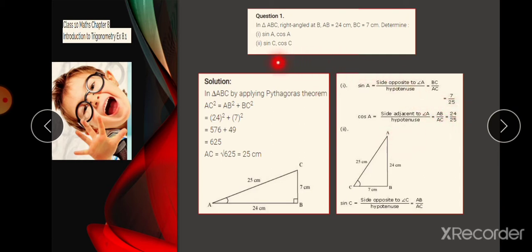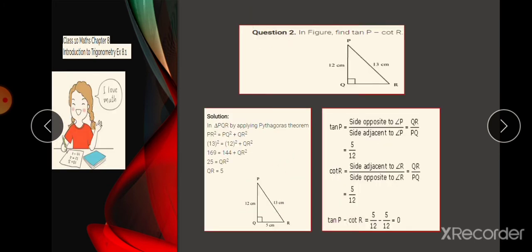And they are asking one more, cos C. What is cos C? Here at C, who is adjacent? BC. And who is the hypotenuse? AC. Then BC by AC, so cos C is 7 by 25, and sin C is 24 by 25 because the opposite is 24 by 25. So now we'll go for the second question.